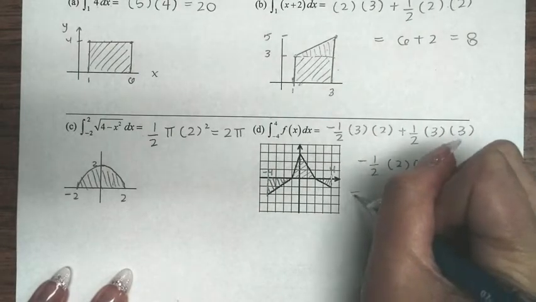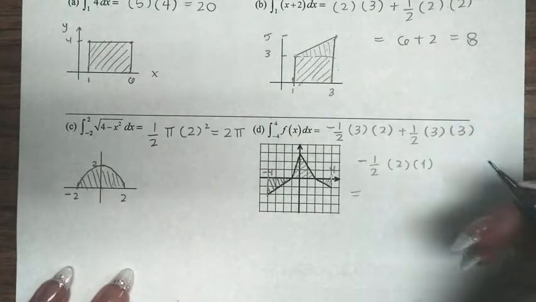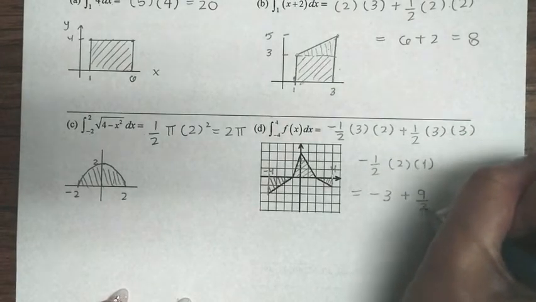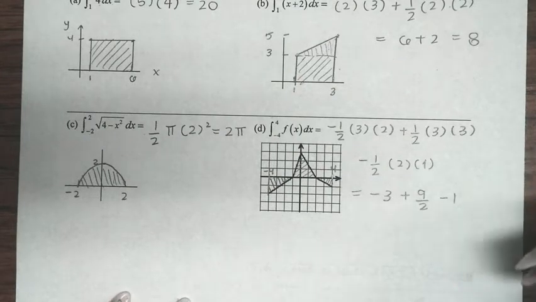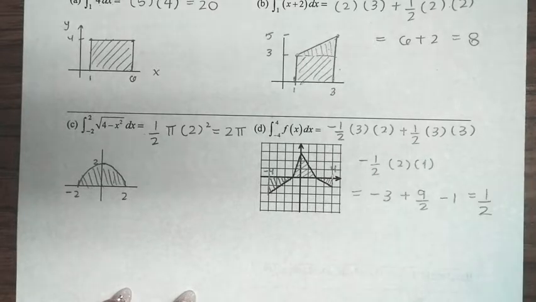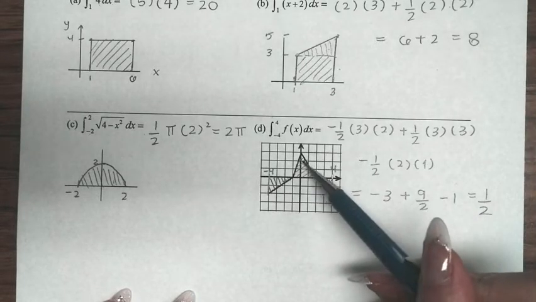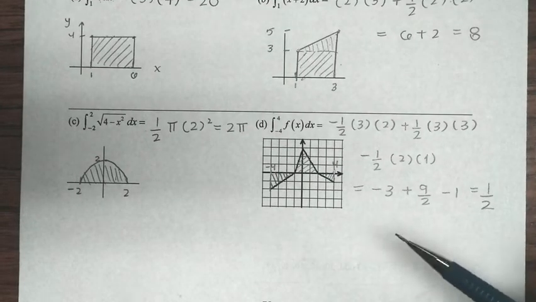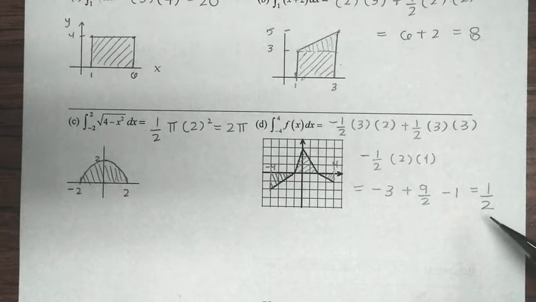So what is that going to be equal to? Negative 3 plus 9/2 minus 1. When you combine this, you recognize that this integral is equal to 1/2. This means that the area above the x-axis is bigger than the two pieces below the x-axis, and that's why it's positive. In other situations, you could have a negative result, and that means the area below the x-axis is bigger than the one above the x-axis.